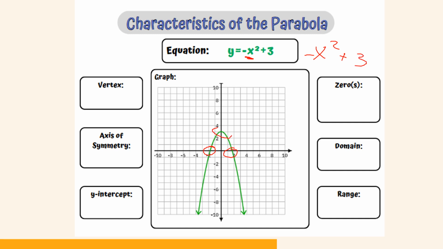So we get a new vertex. So write your vertex here. Your axis of symmetry is whatever that x value is. Your y-intercept is whatever that number is. Your zeros is where it crosses the x-axis. You can write that a couple of different ways. You can write it as ordered pairs. You can write it in brackets with your smallest number first, followed by your biggest number.